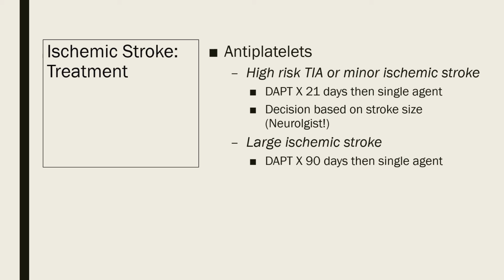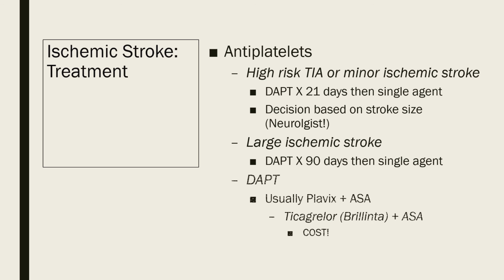So if they have a large ischemic stroke, then they usually require dual antiplatelet therapy for 90 days, then they change over to a single agent. So as mentioned, dual antiplatelet therapy is usually Plavix plus aspirin. Now they have done studies on Brilinta, and it's really just about as effective. You can use Brilinta plus aspirin. The only problem with it is Brilinta is a lot more expensive than Plavix, so a lot of times it's not used in the clinical setting.